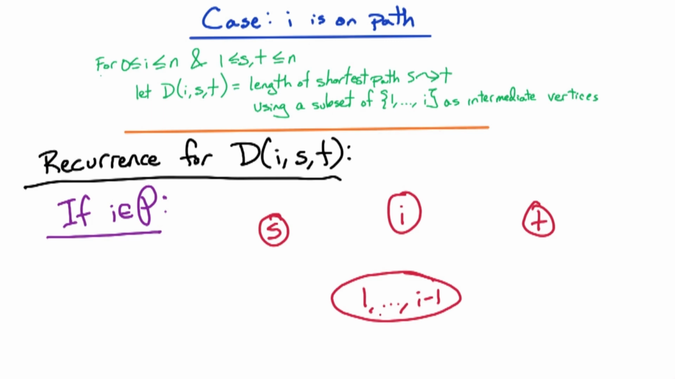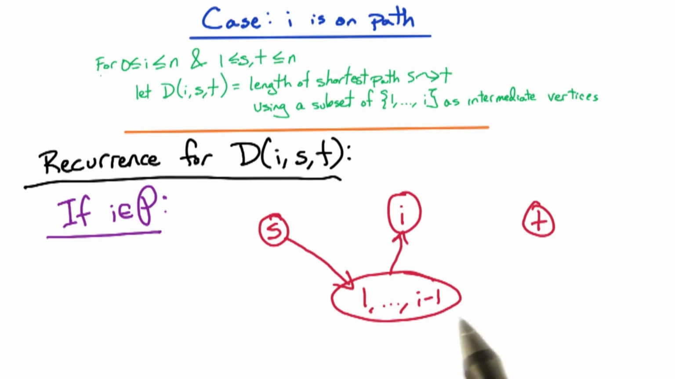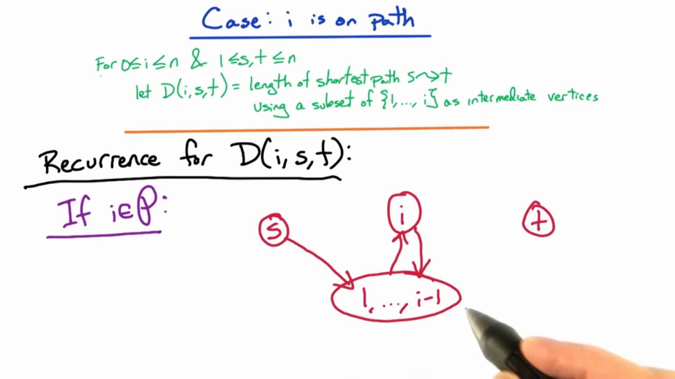Now, what does this path look like? It starts at S, and then it goes through some subset of vertices 1 through I minus 1. It might be the empty subset of these, or it might be all of them. We don't know. It just goes from S to some subset here. Then, at some point, it visits vertex I. After it visits vertex I, what happens? It goes to some subset of vertices 1 through I minus 1. Might be the empty subset. Not sure. It might be the full subset. And then afterwards, what happens? It finishes at vertex T.